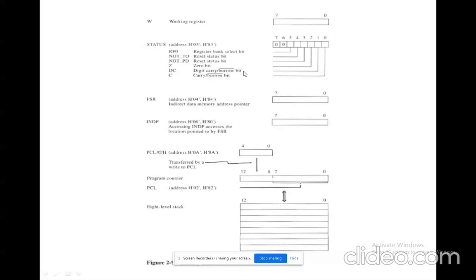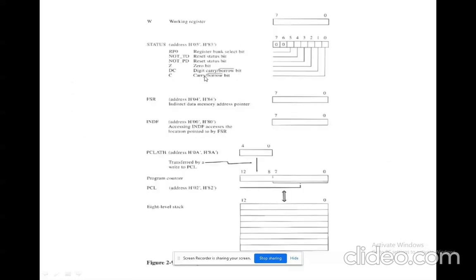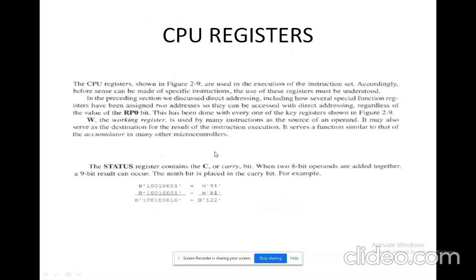Okay, DC means digit carry or borrow bit. C means carry borrow bit. So what is the difference between digit carry and carry? Carry bit means at the end of the addition you will be getting the carry bit. This is the carry borrow bit. Okay, in subtraction if you get a borrow bit, you will indicate or set the bit here. But digit carry borrow bit means in between.